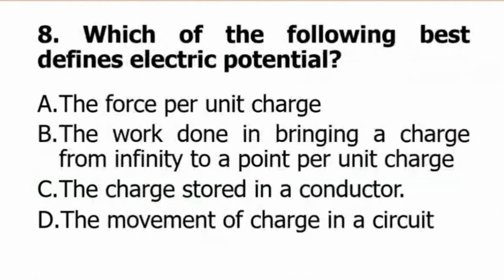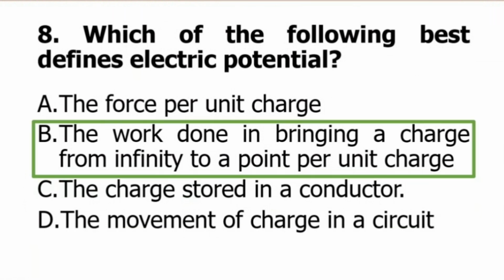Now, for number 8, which of the following best defines electric potential? Is it A, B, C, or D? The correct answer is letter B. The work done in bringing a charge from infinity to a point per unit charge. We mean to say that electric potential is the energy per unit charge at a point in an electric field. That is one way to define electric potential.